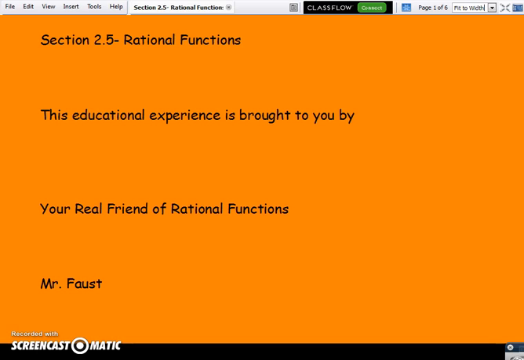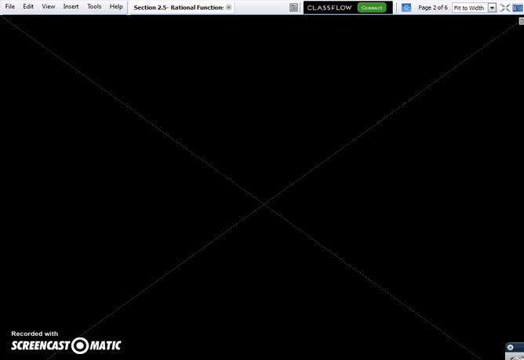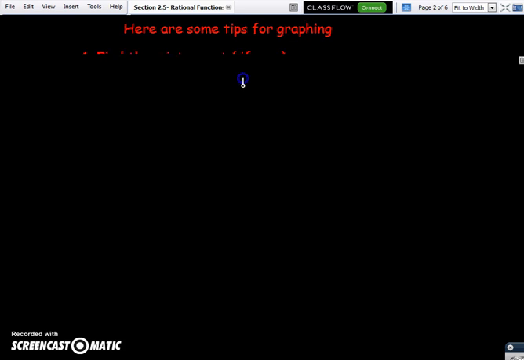Alright, so we're going to deal with the very basics today of graphing rational functions. There's a lot more to this than what we're going to cover today, but we just need to get the bare bones of what we are going to be doing in the future. So let's begin. Here are some tips for graphing. These aren't the only tips we're going to have, but they're the start. So, first step is find the y-intercept, if there is any.